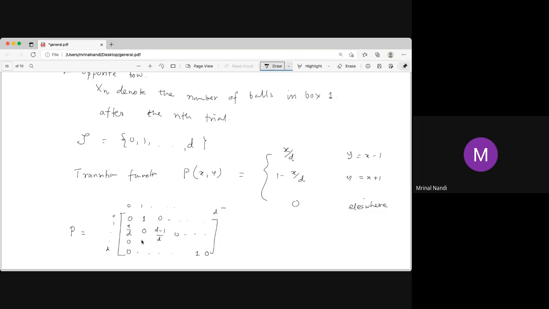And this matrix is just shifting, shifting to the right side. So this is the transition matrix for the Ehrenfest chain, this is called the Ehrenfest chain. And we stop here. Next class we start with the stationary distribution, a very important and interesting topic. So that is it for today's lecture.